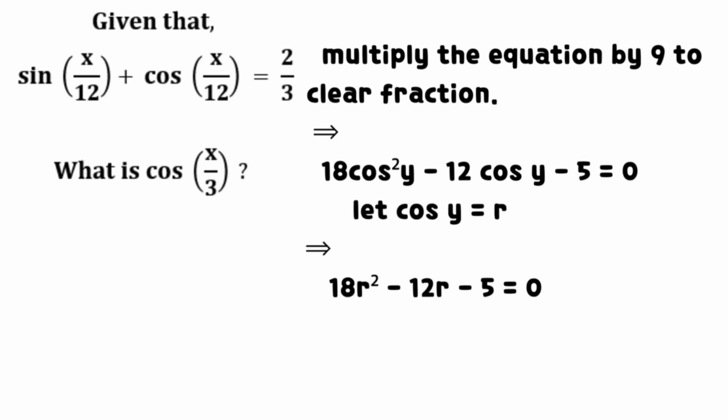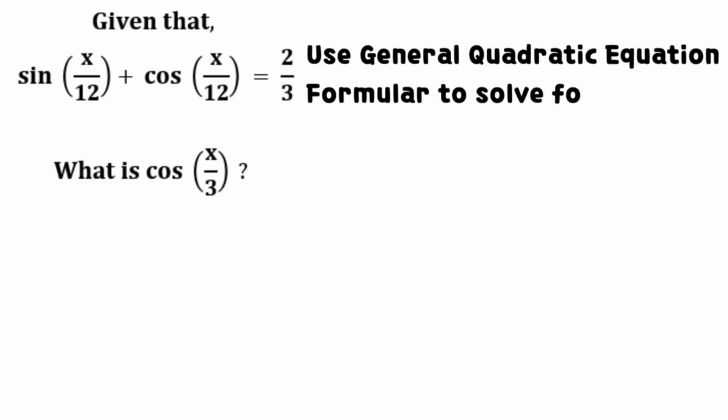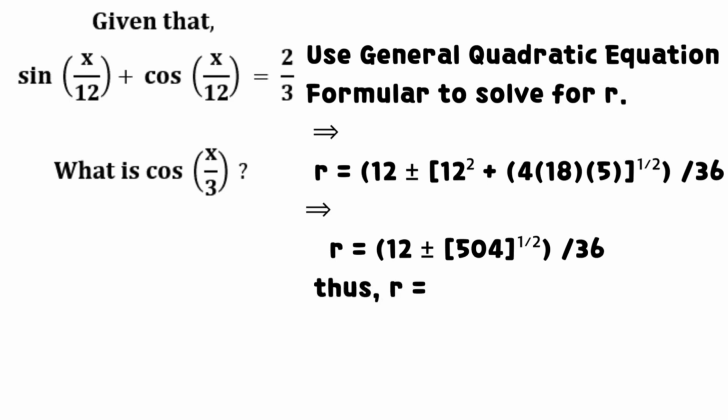equals 0. Assign cosine y to be equal to r. It implies that the product of 18 and the square of r minus 12 times r minus 5 equals 0. Use the general quadratic equation formula to solve for r. It implies that r equals 12 plus or minus the square root of the sum of 12 squared and the product of 4, 18 and 5 all divided by 36.